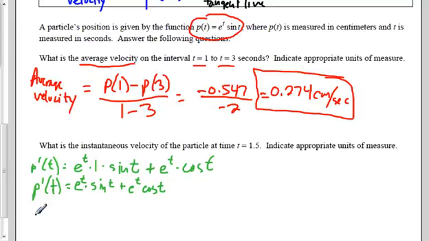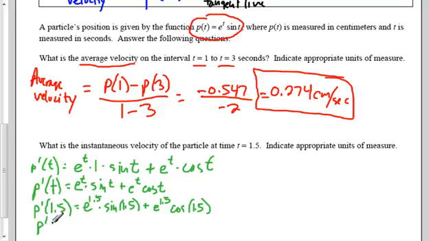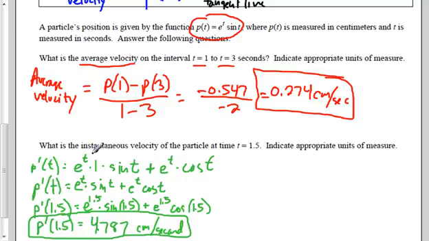That's the derivative, so every place we see a t, we're going to substitute in 1.5. e to the 1.5 times sine of 1.5 plus e to the 1.5 times cosine of 1.5. Let's just put that in our calculator, and we're going to get 4.787, once again, centimeters per second. So at 1.5 seconds, that's our instantaneous velocity. Okay?